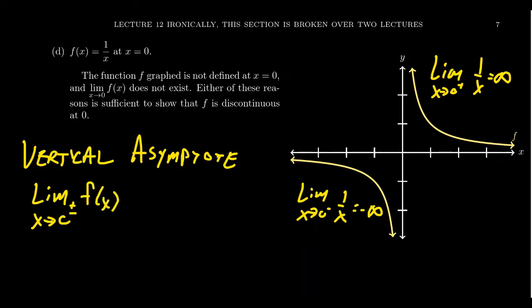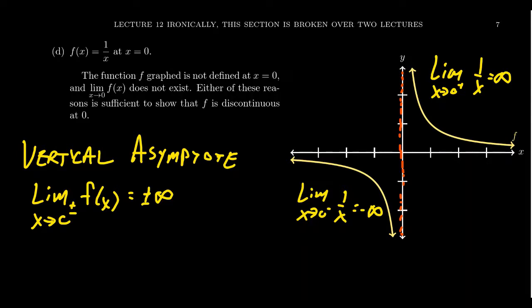So if x approaches c from the left or from the right, and then the function approaches positive or negative infinity, we refer to that as a vertical asymptote. So we see there's this line that our function is asymptotically approaching right here. And it doesn't matter if they approach in the same direction or not, we'd call this a vertical asymptote. This is a type of discontinuity. Why is it a discontinuity?